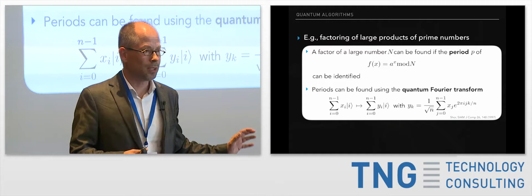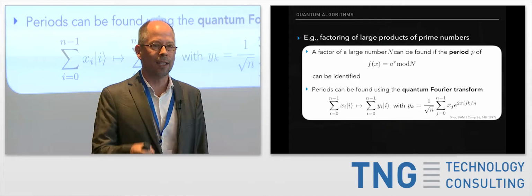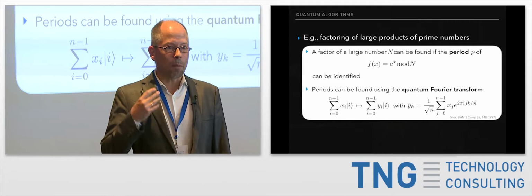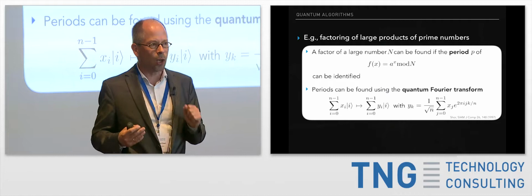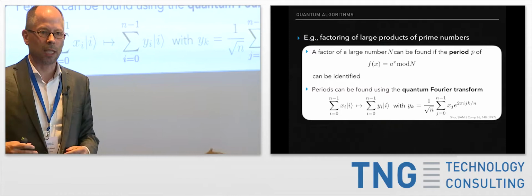You can check whether you're right. If you're not, you say, too bad, I do it again, and then you will have it, and you check the correctness of the outcome. So you have to find the period of a function, and that's what quantum computers are very good at, finding periods of functions. That comes from the Hilbert space structure, the wave structure, if you want. They're very good at finding out what the periodicity of a function is. That's done with a quantum Fourier transform.